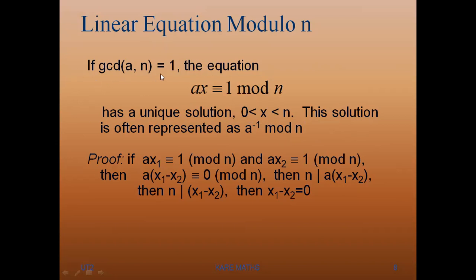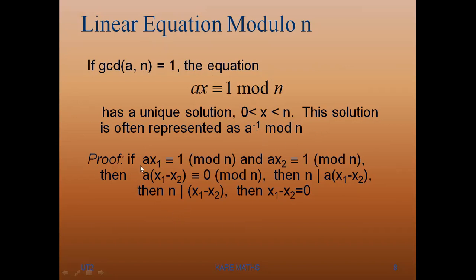So GCD of any two numbers. I'm just taking GCD of a comma n. You can remember if GCD is equal to 1, what type of numbers will we have. If GCD of a comma n equals 1, then the equation ax congruent to 1 mod n has a unique solution where 0 less than x less than n. And what is that unique solution? This solution is often represented as a inverse modulo n.